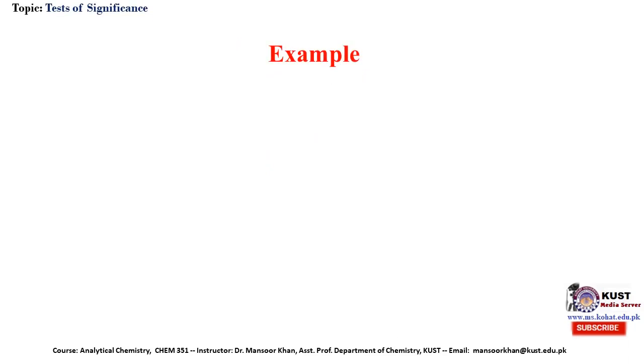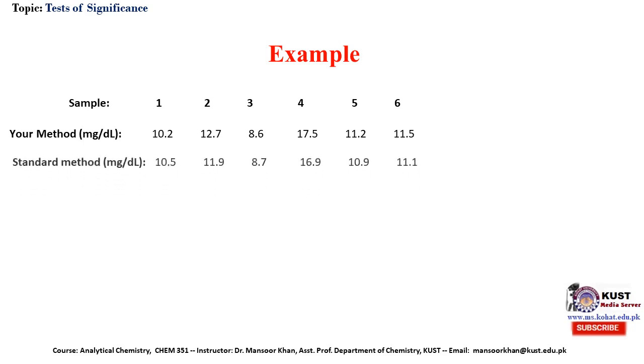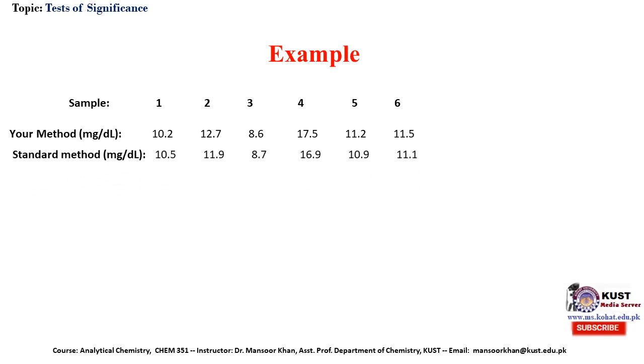Here we will take an example which will explain how the paired T test can be applied. So here are samples 1, 2, 3, 4, 5, 6. This is your method, the values are 10.2, 12.7, 8.6, 17.5, 11.2 and 11.5. This is the standard method: 10.5, 11.9, 8.7, 16.9, 10.9 and 11.1.